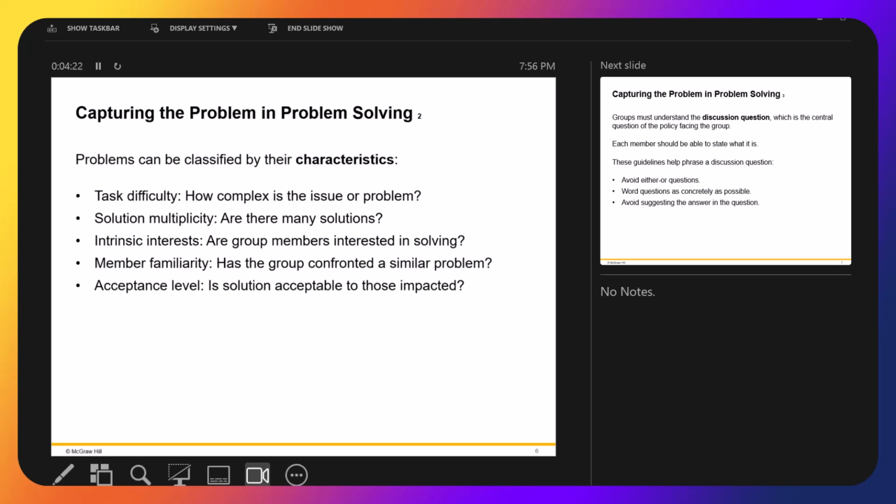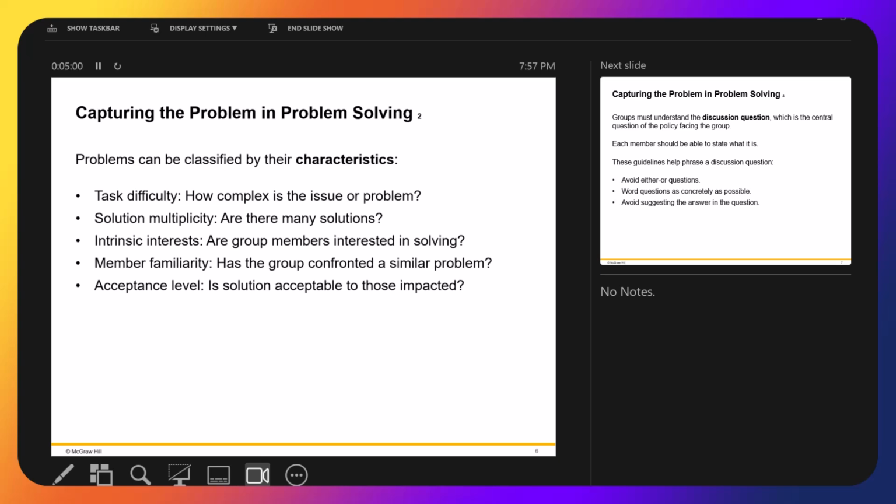Problems can be classified by their characteristics. Task difficulty: how complex is the issue or the problem? Solution multiplicity: are there many solutions? Intrinsic interest: are group members interested in solving? Member familiarity: has the group confronted a similar problem? Acceptance level: is the solution acceptable to those impacted? So when you look at this problem, how complex is it? Can you come up with multiple solutions? If you can, which one is the best one, or per the group, which one do you decide to be the best?